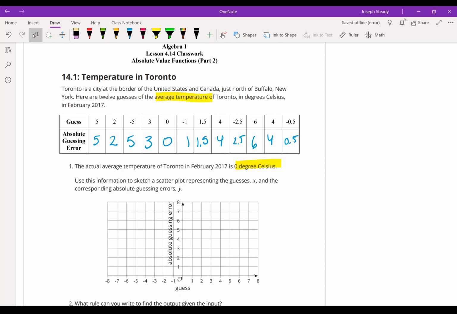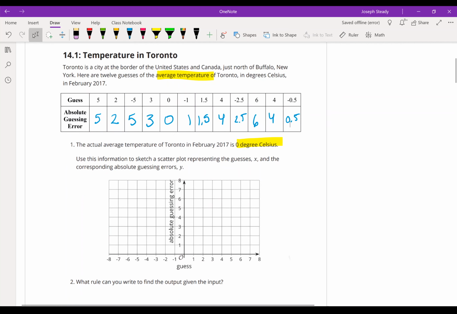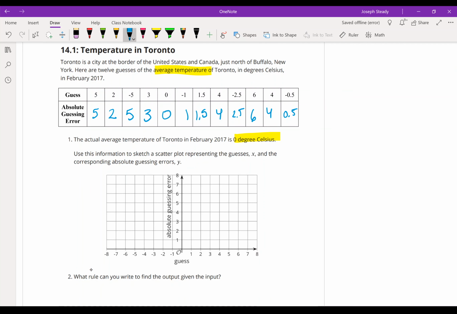I finished filling in the table. You can check out the numbers up there. Our next step is to use these values to go ahead and graph this guess versus absolute error plot. So we can go ahead and start plotting points. If the guess was 5, then the absolute error was also 5, so that point is right here. If the guess was 2, the absolute error was also 2, so that point is right there. If the guess was -5, the absolute error was 5, which is right there. And you can kind of see where this is going, so I'll finish filling this in.